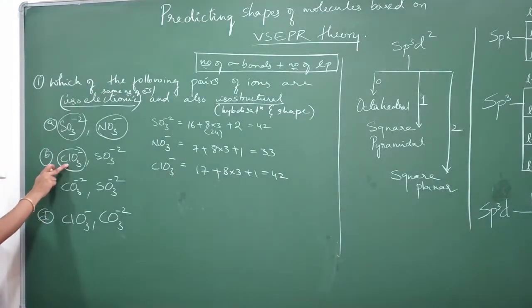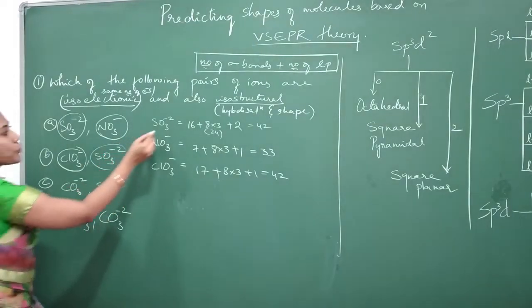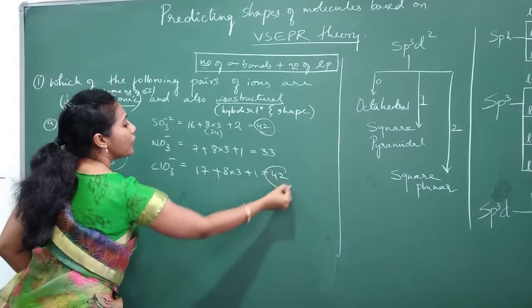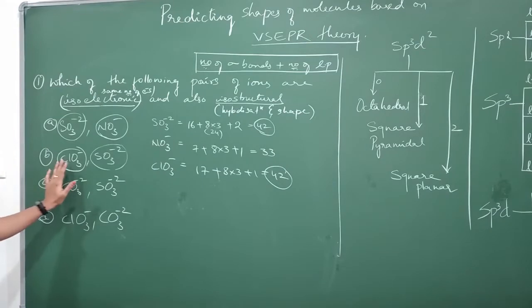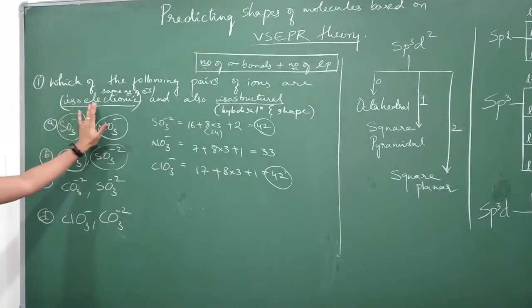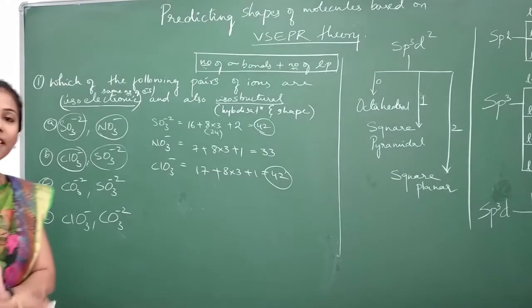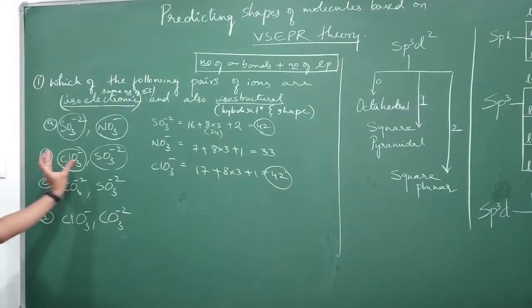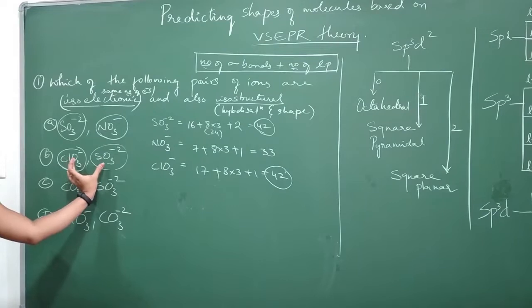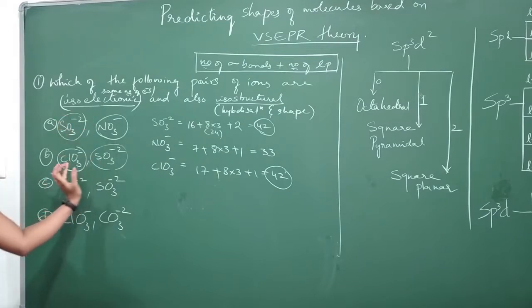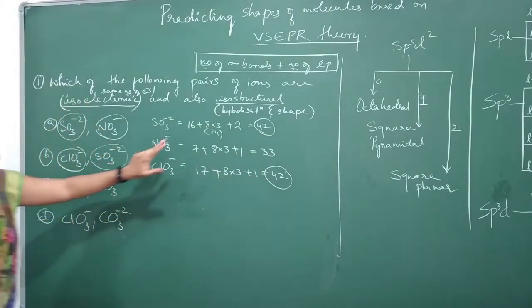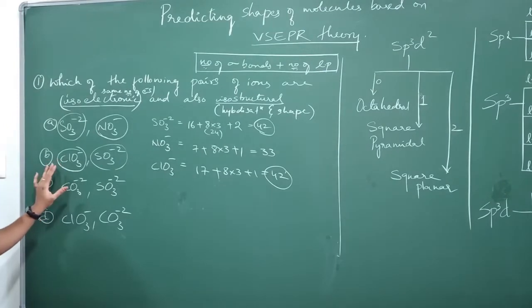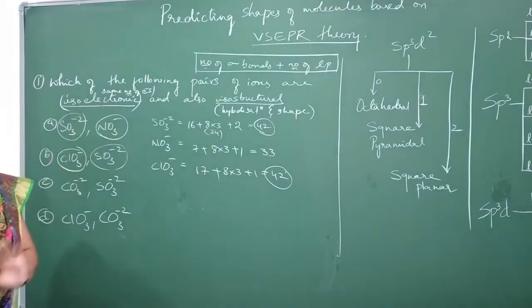So number of electrons present in ClO3 minus is 42 and SO3 minus 2 we have calculated here, yes or no? So both of them are having same number of electrons. That means these two can be called as isoelectronic species. Yes, so in option B, both the molecules or ions are having same number of electrons. The ClO3 minus has 42 electrons and SO3 minus 2 also has 42 electrons. So they are definitely called as isoelectronic.